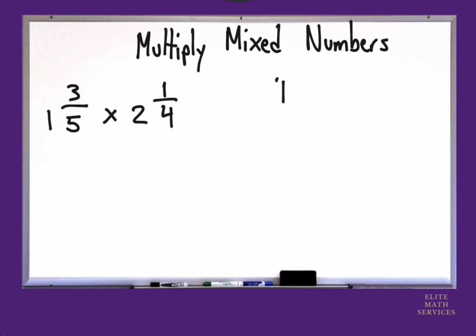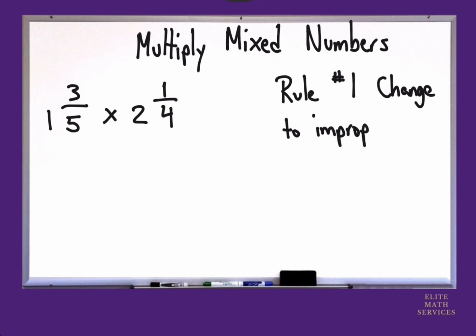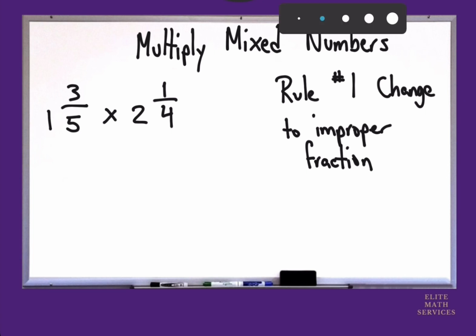Now the first thing we do is rule number 1. We must change each mixed number into an improper fraction. So we cannot multiply with whole numbers. They must be changed into improper fractions. And how we do this is we're going to multiply our denominator times the whole number, and we're going to add our numerator. Remember, the denominator always stays the same.